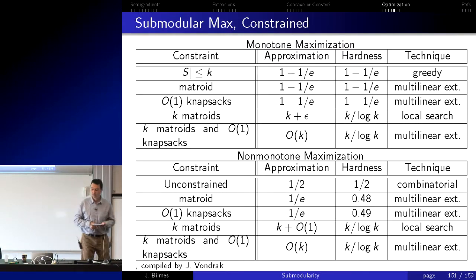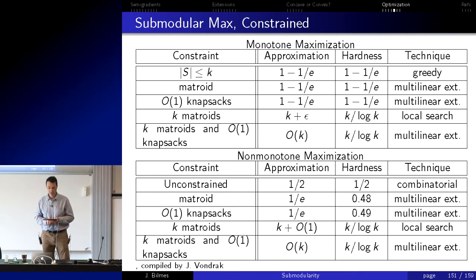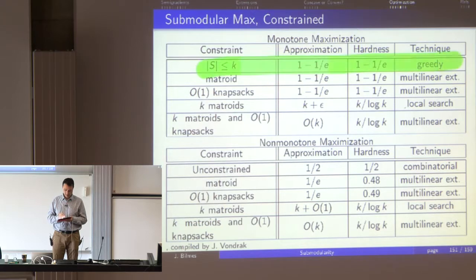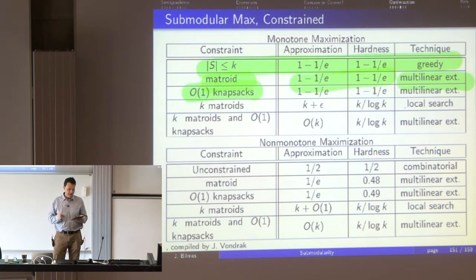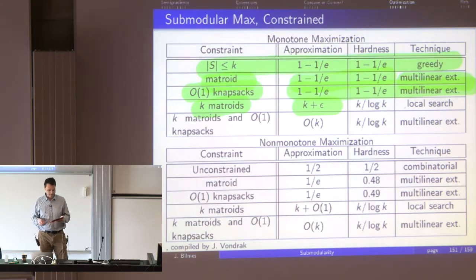When you have constrained maximization problems, sometimes you still have 1 minus 1 over e guarantees based on a method. For example, here's the one we just talked about. But let's say you have one matroid constraint. If you use the multilinear extension, you still get a 1 minus 1 over e guarantee. And if you have a constant number of knapsacks, you also get a 1 minus 1 over e guarantee. And if you have k matroids, then you get a k guarantee, and so on and so forth. You've got these different optimizations.